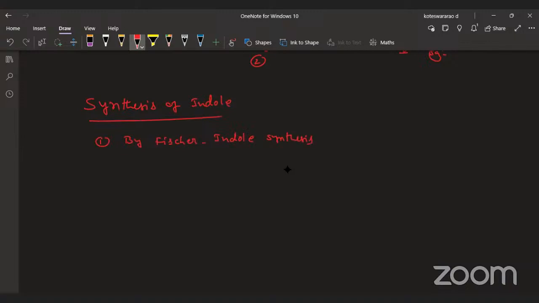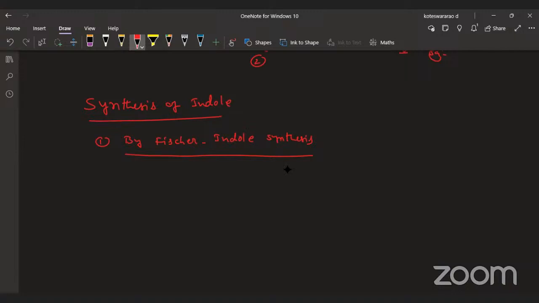Is there anywhere we discussed it? I think it is not discussed in the first year. Okay, it is in second year, right? Now, this is the most widely used method for the synthesis of indoles. It involves an acid, a Lewis acid, that catalyzes the rearrangement reaction after formation of phenyl hydrazone from an aldehyde or a ketone reacting with the hydrazine.